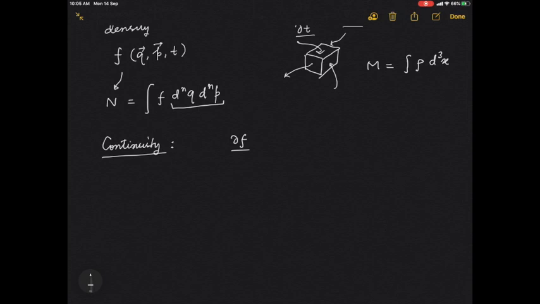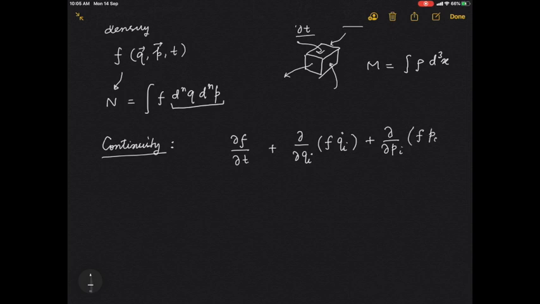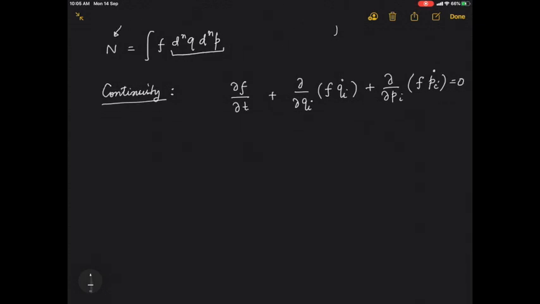And what does this give us? This gives us del f del t plus the divergence, which is a phase space divergence. So I have del del qi of f times qi dot, plus del del pi of f times pi dot, and that equals 0.